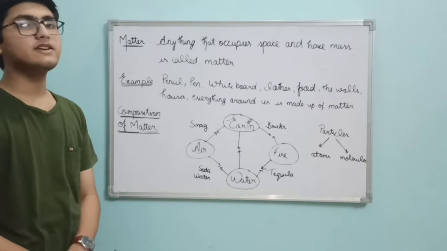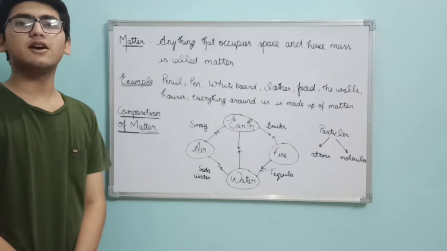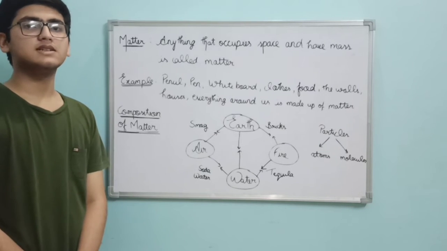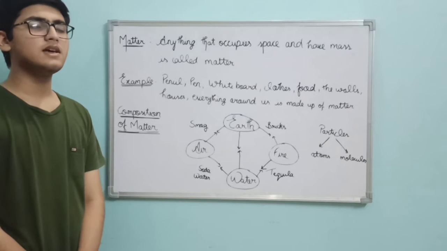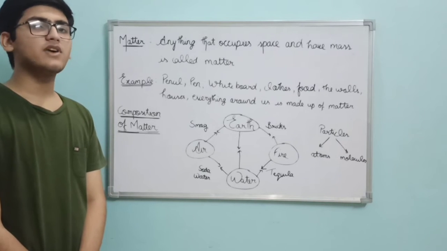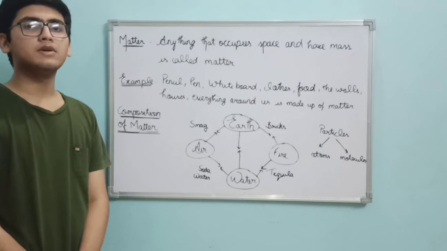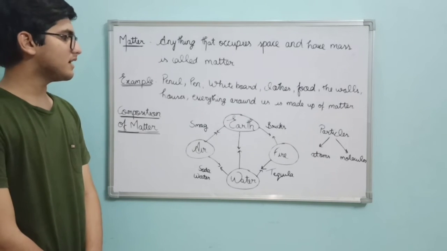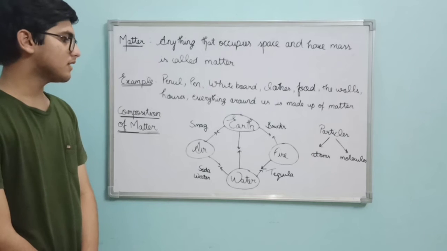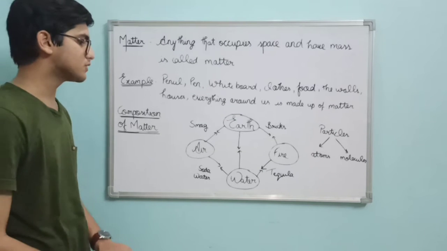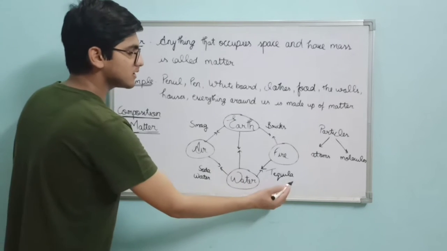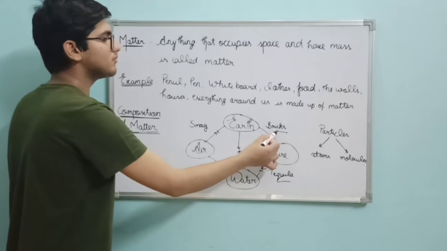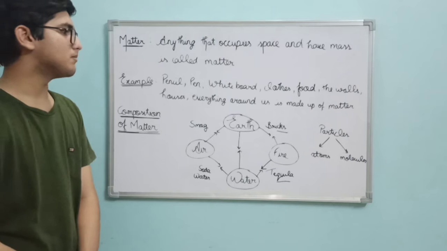Earlier, Indian and Greek philosophers believed that everything around us is made up of 5 basic elements: air, water, sky, earth, and fire. They believed that these 5 basic elements combine to form different kinds of matter. For example, earth and air combine to form smoke, air and water combine to form soda water, and so on. These are just a few examples.